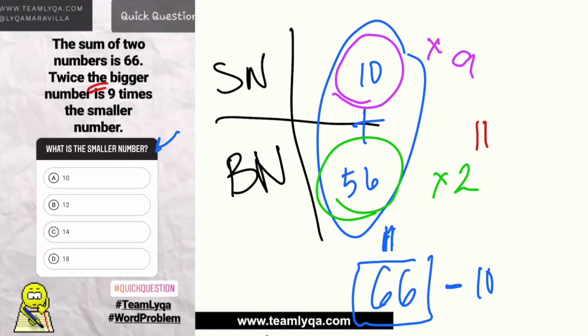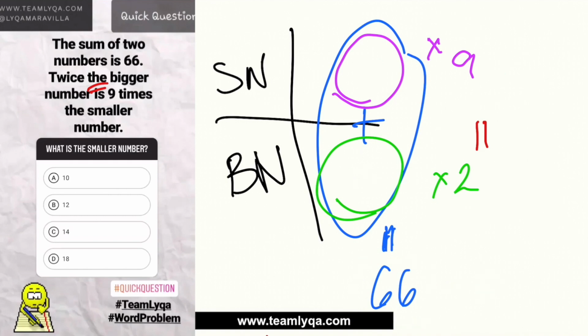Now, 10 times 9 is 90. 56 times 2 is 112. So, ibig sabihin, hindi sila equal. So, hindi tamang sagot yung 10. That is how you know na mali siya. Na kung mali siya, ang gagawin ko, magsusubok ako ng isa pang number. And what we're going to try next would be 12.